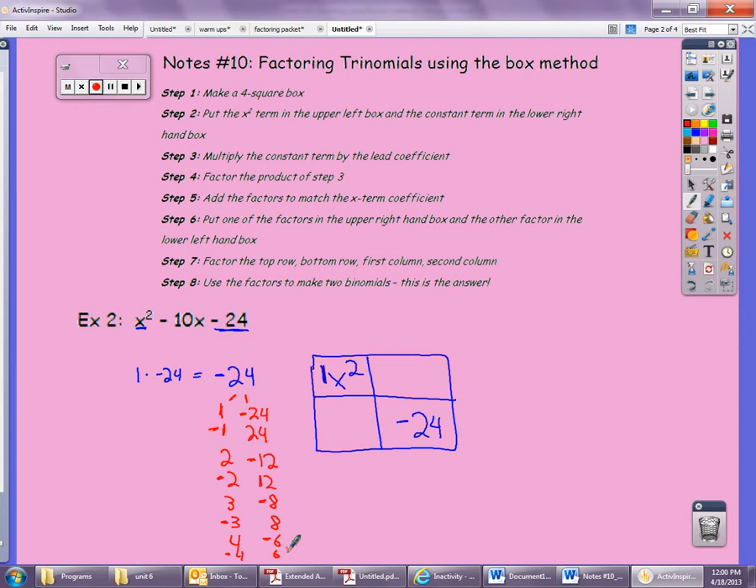But we need to figure out which of these factors will add to give us that negative 10. Well, which of these factors here will add to give us negative 10? Not this one. 2 plus negative 12 will give us negative 10. Negative 2 plus 12 is positive 10. So the two factors we have are 2, this 2 right here.